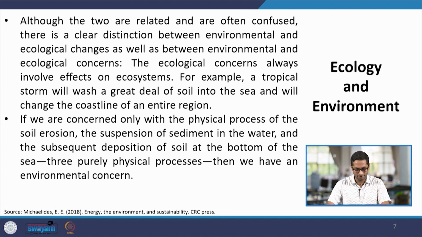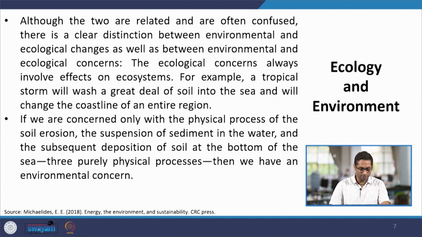are a bit different. The ecological concerns would involve the effect on ecosystems. Whenever we are talking about, say, a tropical storm like a hurricane coming in, it would have an effect on the environment in terms of great loss of soil, but it would also change the harvesting pattern of the crop, and that would be the effect on the environment. So the effect that comes into the living world would be termed as ecology, and that is precisely the difference between the two, ecology and the environment.